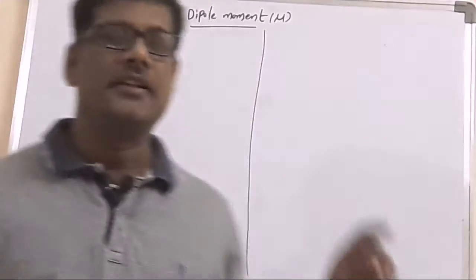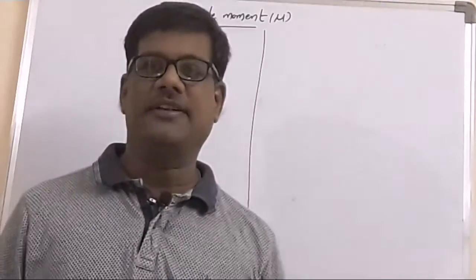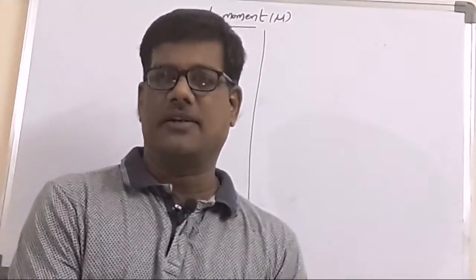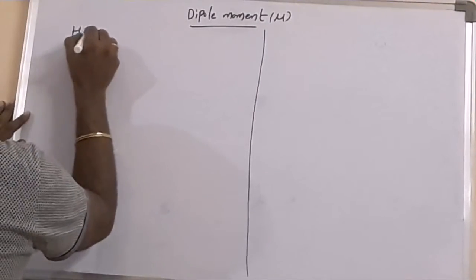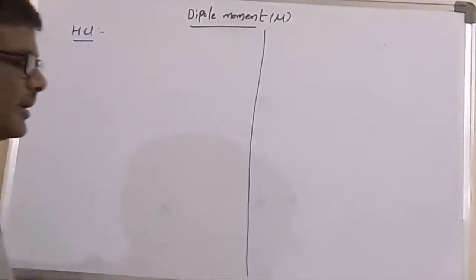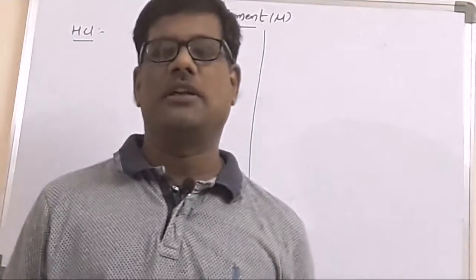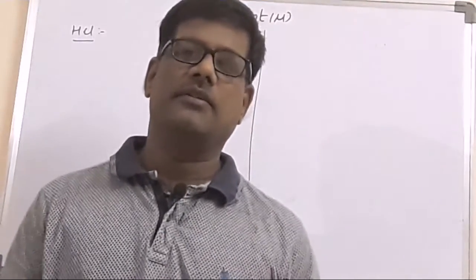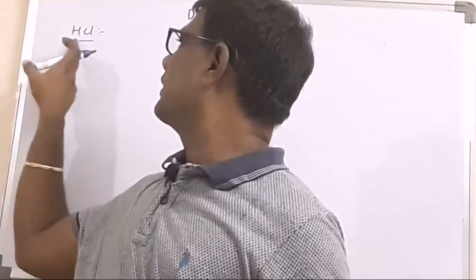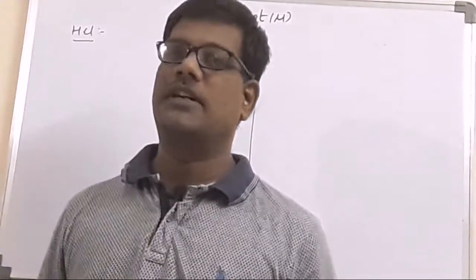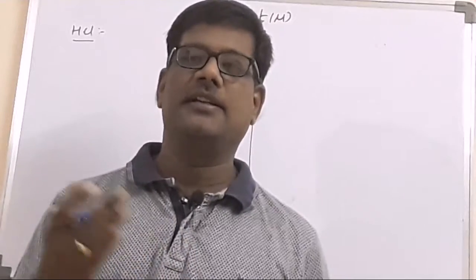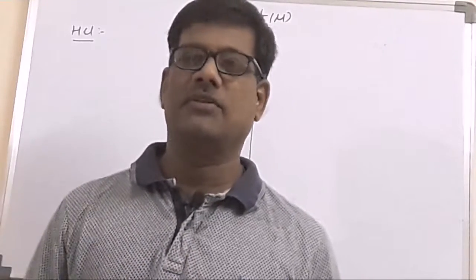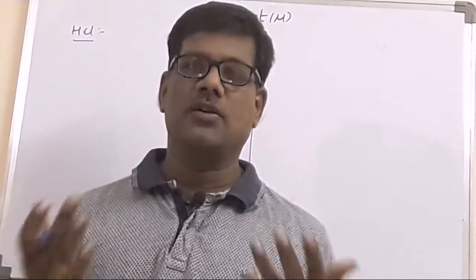Today my topic is dipole moment, which is important for IB examination as well as competitive examinations. Let us take one molecule, HCl. HCl is held by a covalent bond. Why does it have a covalent bond? The electronegativity difference between hydrogen and chlorine is less than 1.7. If it is more than 1.7, it is held by an ionic bond, but it is less than 1.7. That's why it has a covalent bond.